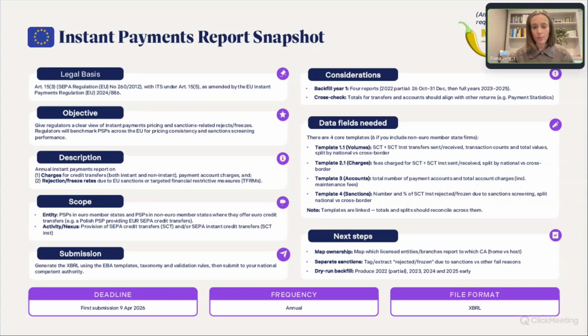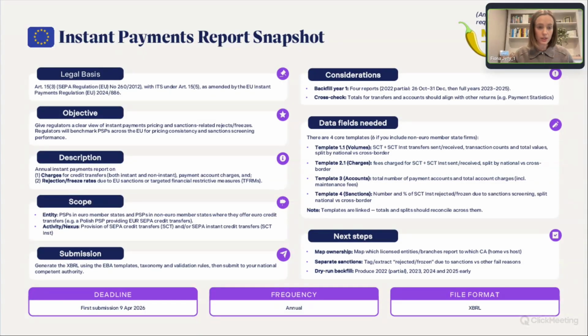One really interesting consideration to note on this return is the unique retrospective component. So initially, you'll need to submit 4 reports covering 2022 to 2025. Then it's annually thereafter. A couple of things to watch out for. If you're reporting totals for transfers and accounts, try and align that data with common data points in some of your other returns, so perhaps payment statistics.